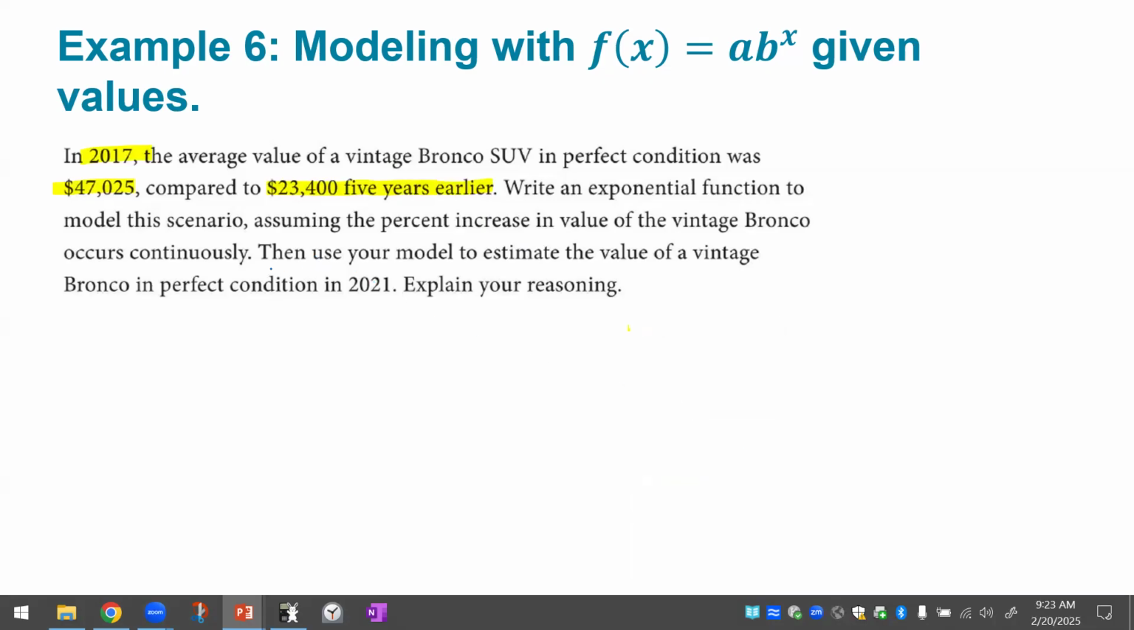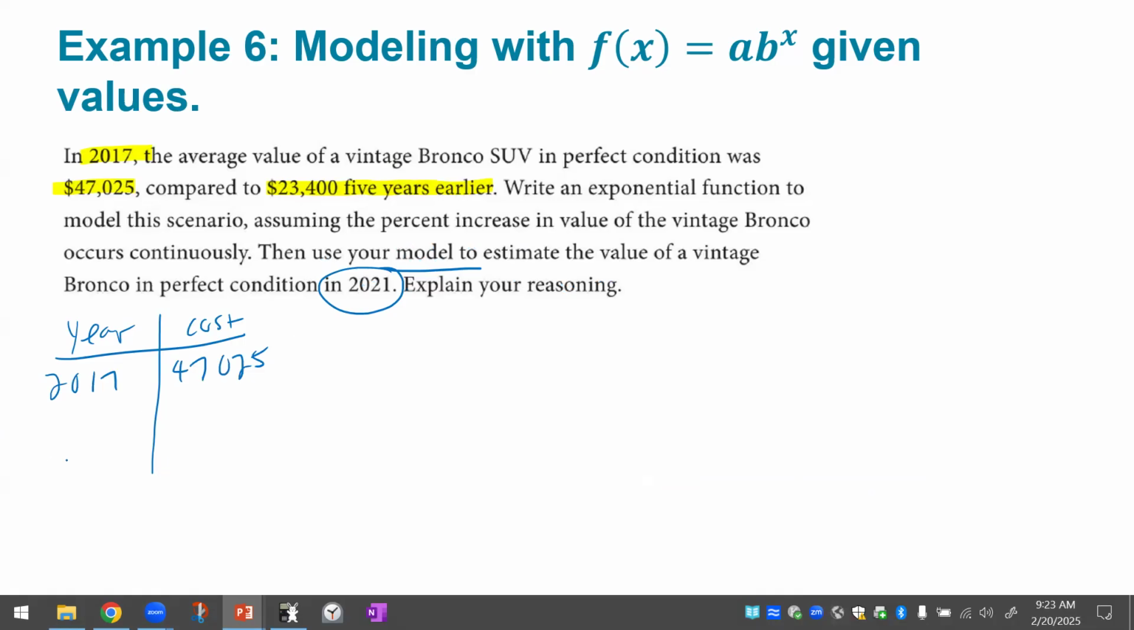Okay, so it wants us to create a model to estimate the value in year 2021. So we're going to make a table of what we have. So we have our years and we have our cost. So in 2017, it was worth $47,025.